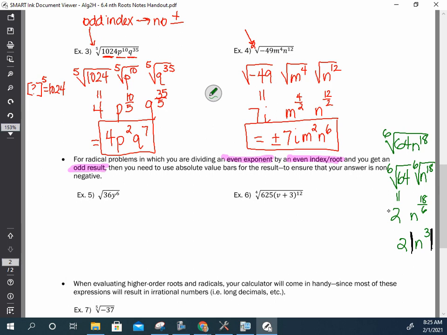Why does that matter? Because you want your answer to produce a non-negative result. In other words, a positive result. To ensure that, we take the absolute value. So it's not something that's out of this world hard. It's just something you have to pay attention to. So 18 was an even number, 6 is an even number, but the answer you got was odd. That's the only scenario in which you have to pay attention to it.